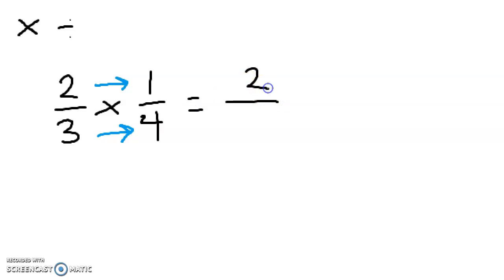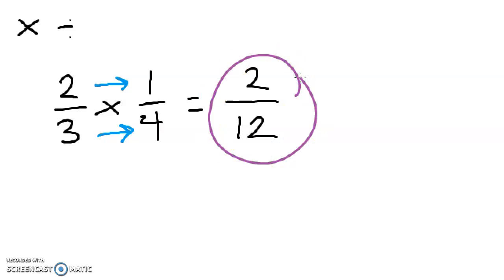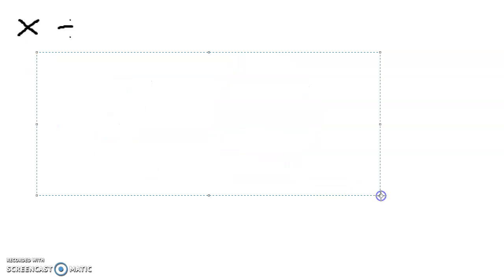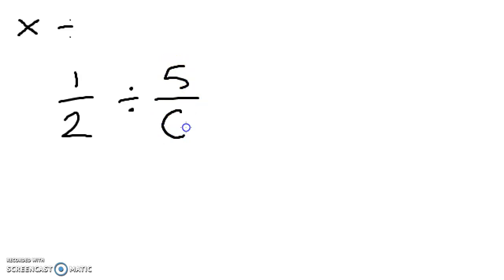2 times 1 is 2, 3 times 4 is 12, and voila, you're done. See? That is why I like it. So let's go ahead though and now look at division, because division is a little different, but it's only different by one step. With division, you never want to actually keep it as a division problem with fractions.